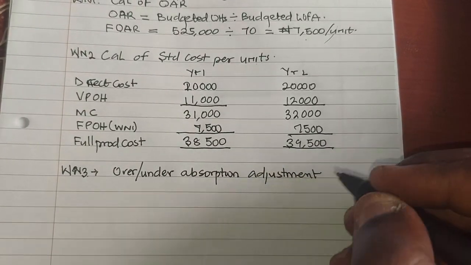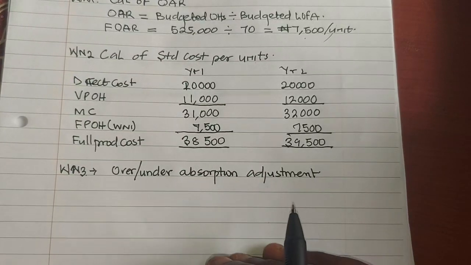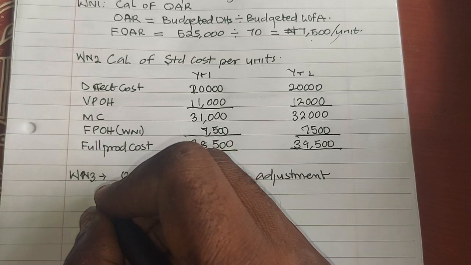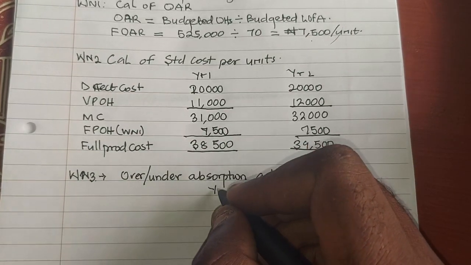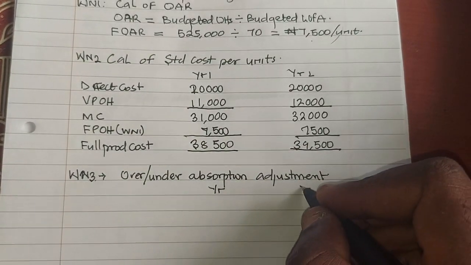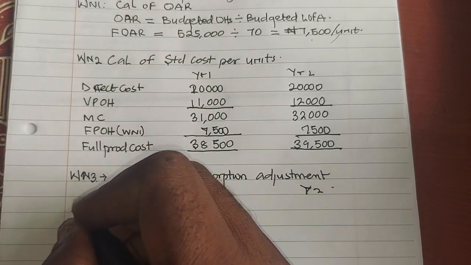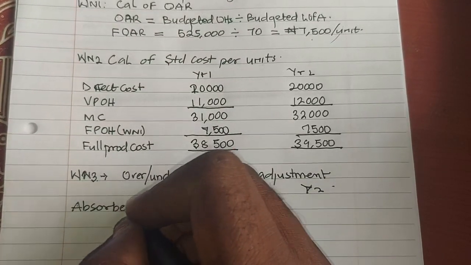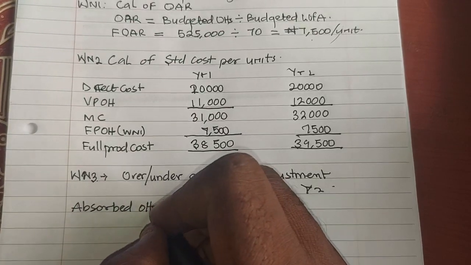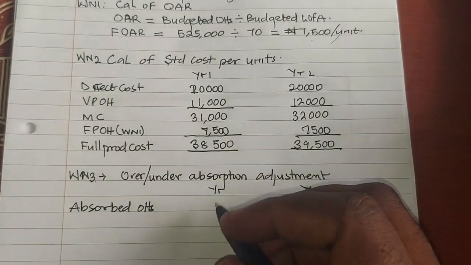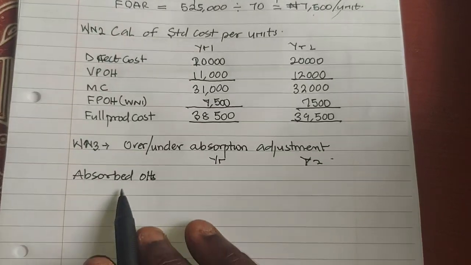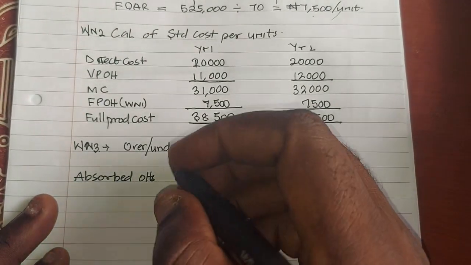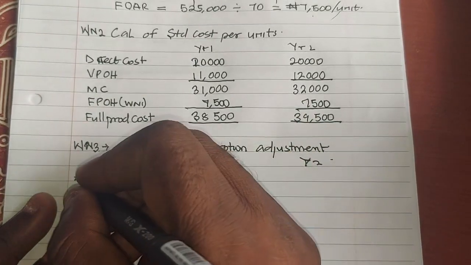Adjustments, okay. Over or under absorption was the adjustment. Now, for year 1 and for year 2, we have number 1, absorbed overheads. And what is your absorbed overhead? Absorbed overhead is nothing but OAR multiplied by the actual level of activity.